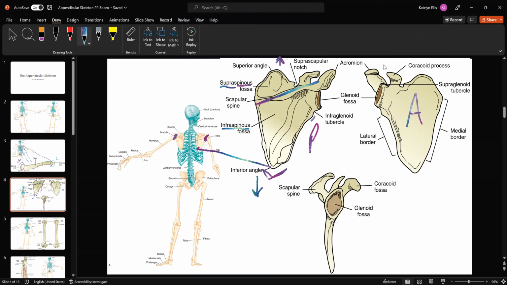It is acromion here, but it could be acromion process, just like this is coracoid process. This is the supra, above, glenoid tubercle here. So we have one above and we have one below. This is the medial border of your scapula, and this is the lateral border. Now remember, this is facing anterior. This is facing the front of the body. So this would be the outside, or excuse me, the inside, and this would be the outside.